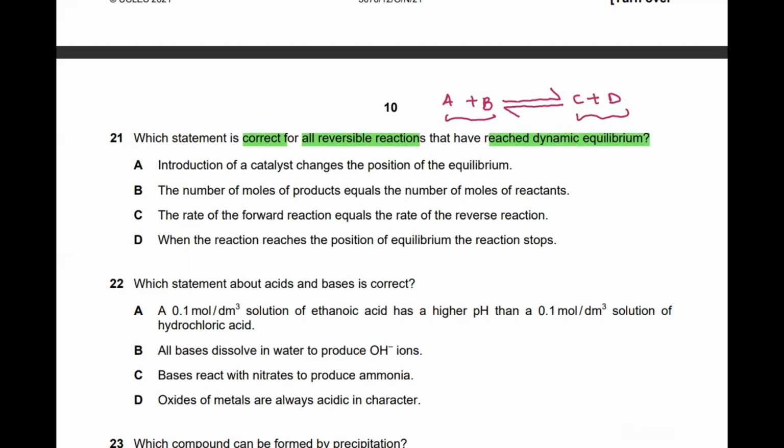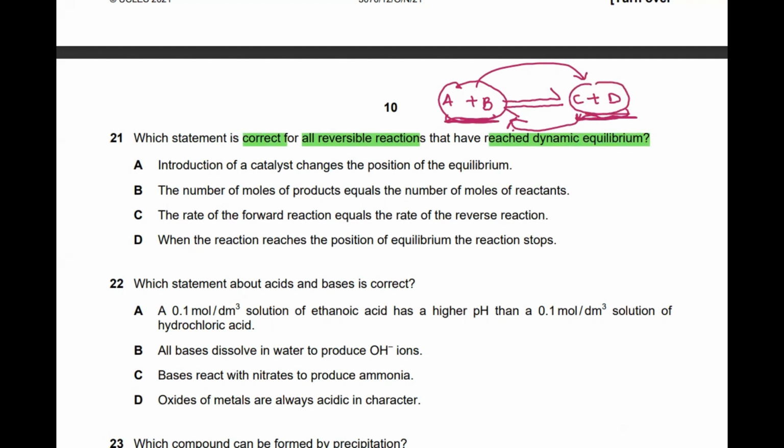They are not saying that the amount of A and B is the same as C and D. They're saying whatever the amount is at dynamic equilibrium, that remains constant. What is happening is A and B combine to give you C and D, and in reverse, C and D combine to give you A and B. So A and B combine to give the product, and the product disintegrates to A and B, so whatever the amount of A and B is there, that remains constant. Similarly, C and D also remain constant.